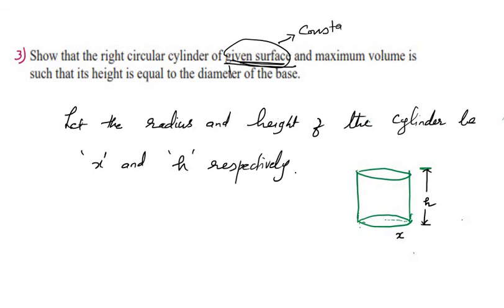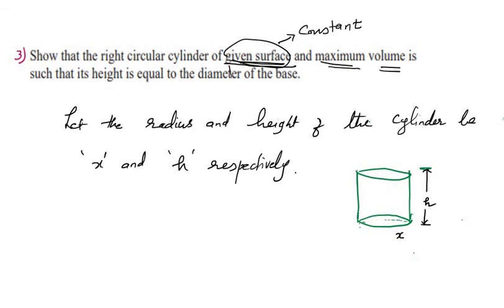Whenever they give surface area, given volume, or given slant height, or given radius, that means it is constant. Therefore, show that the right circular cylinder of given surface, therefore the surface area of the cylinder is constant. And maximum volume, therefore we must maximize the volume. This function, the volume of the cylinder, must be maximized, such that its height is equal to the diameter of the base. Suppose the volume is maximum, keeping the surface area constant, we must show the height is equal to the diameter. Understood? Okay, now we'll come to the problem.